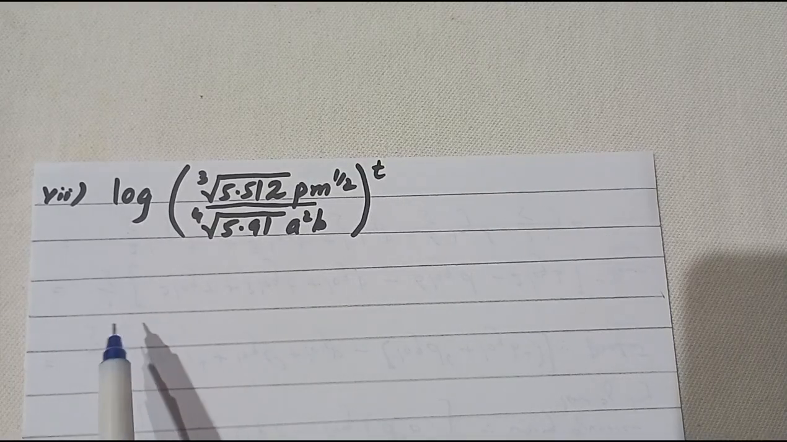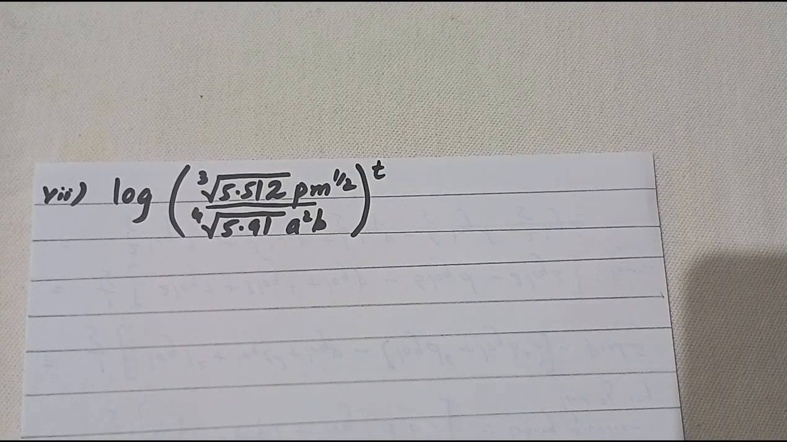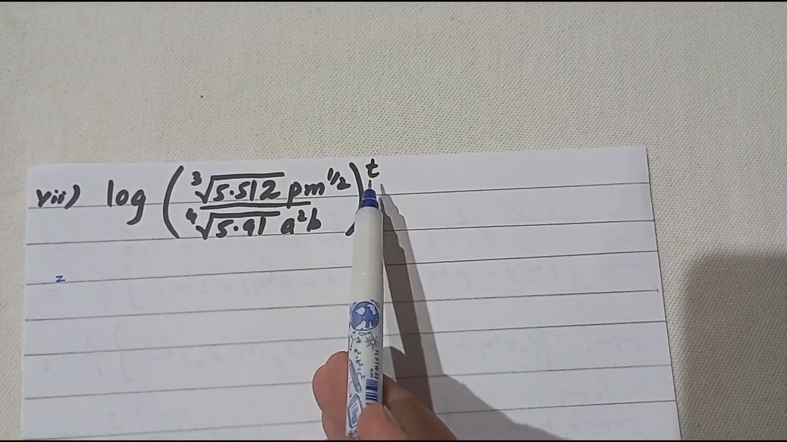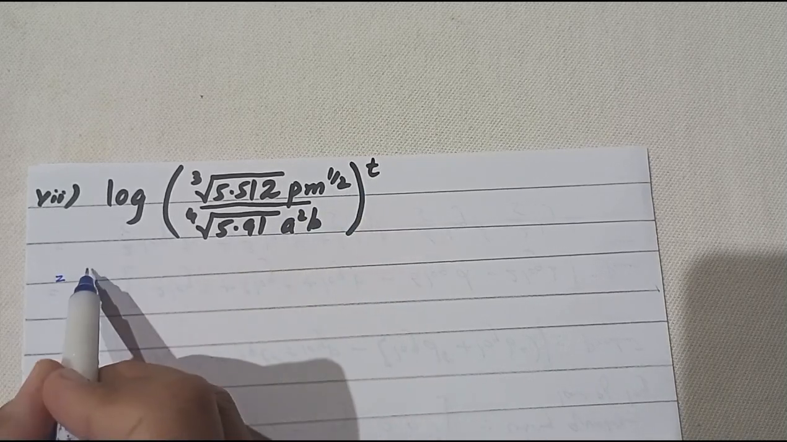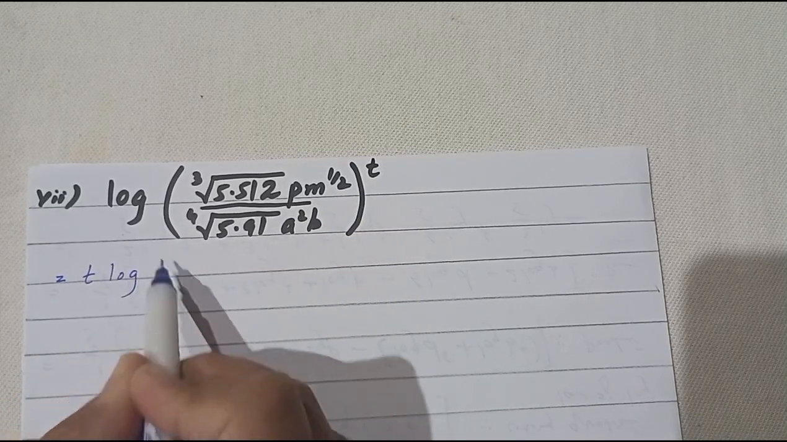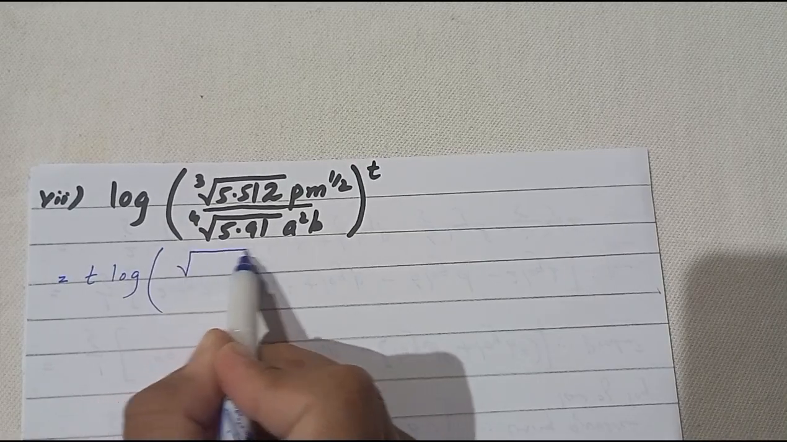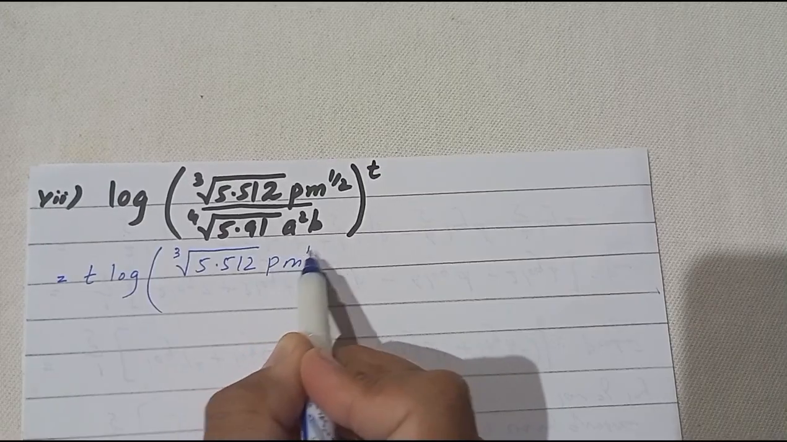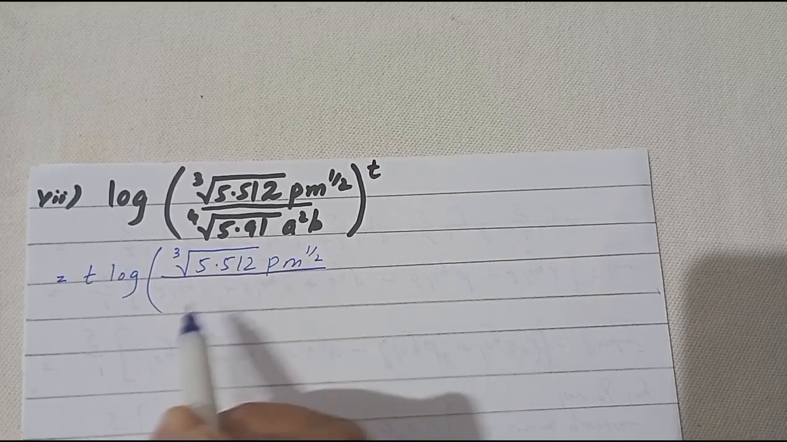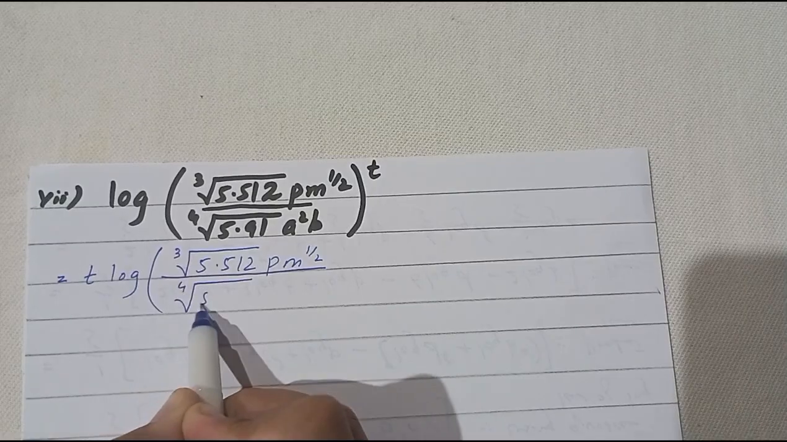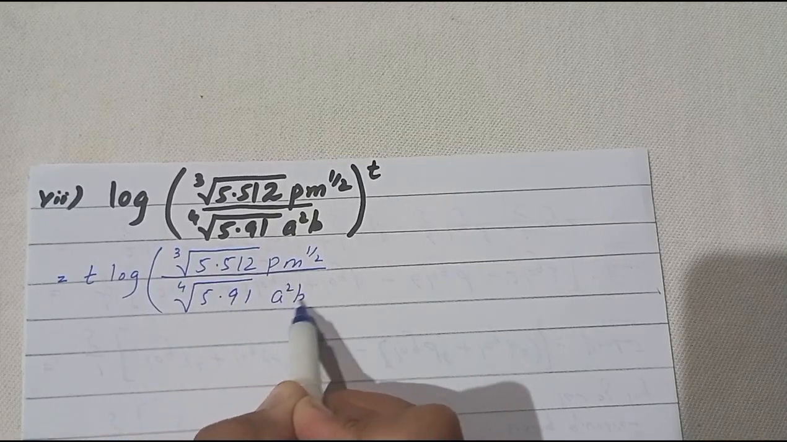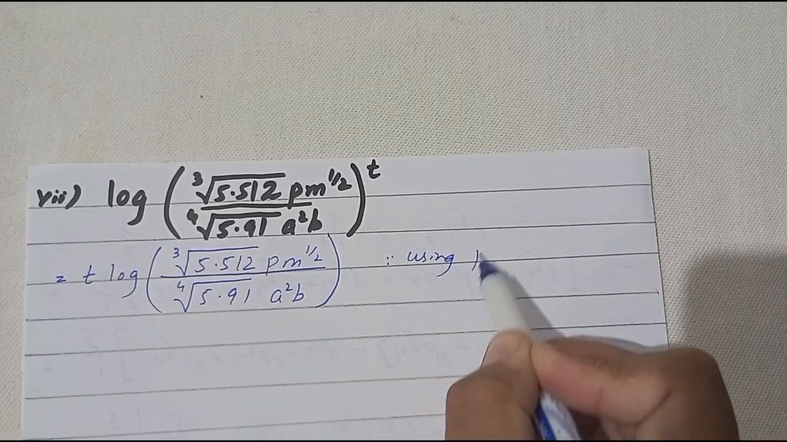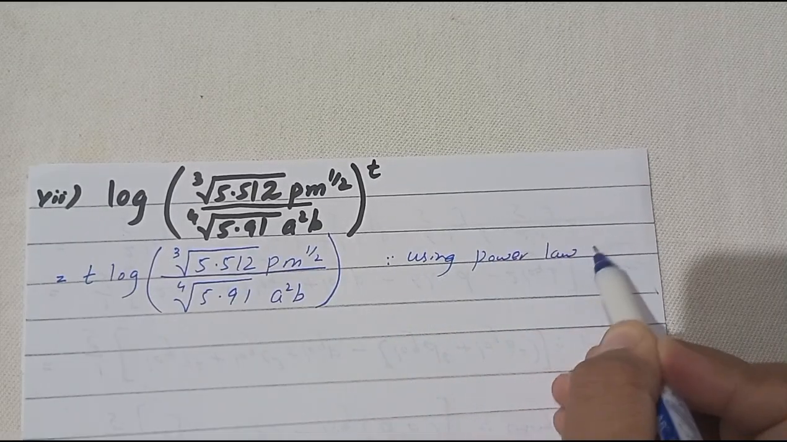Last part is again a log on two fractional terms. So first we use power law of log to move this power at start, that is t log of cube root of 5.512 p m power 1 by 2 divided by fourth root of 5.91 a square b. Using power law of log.